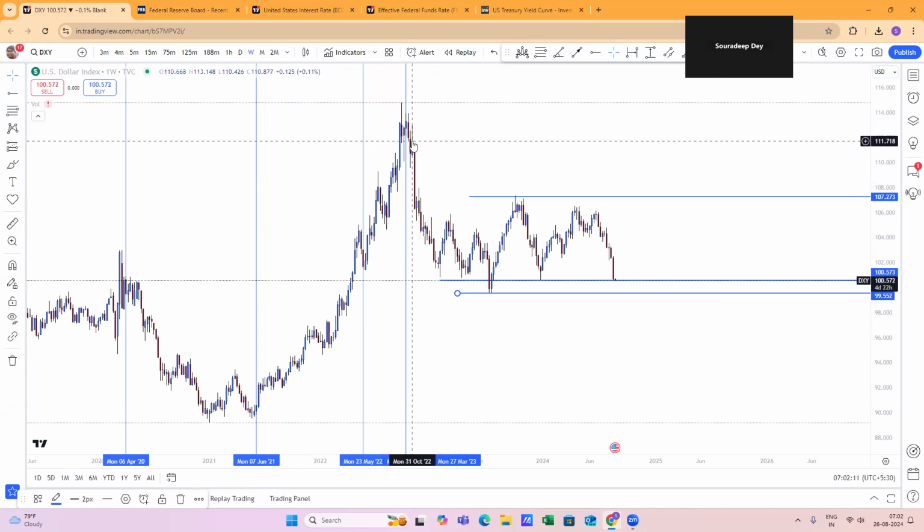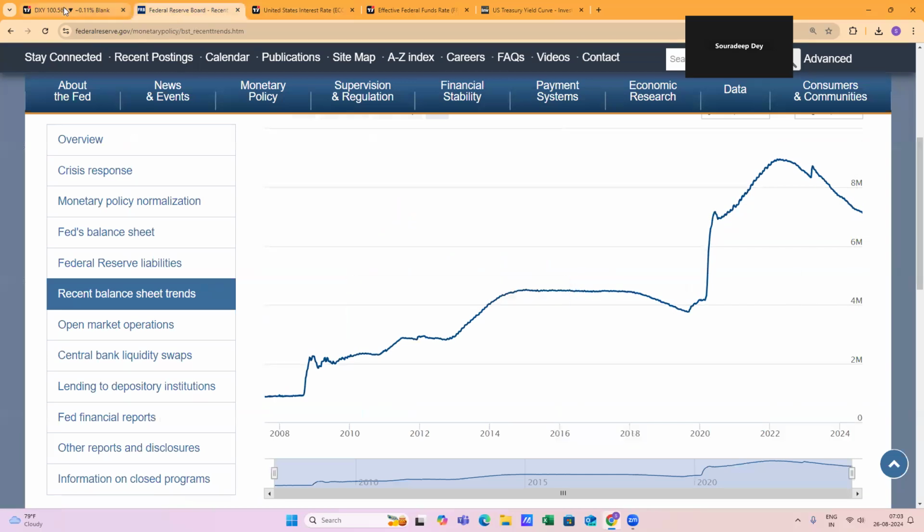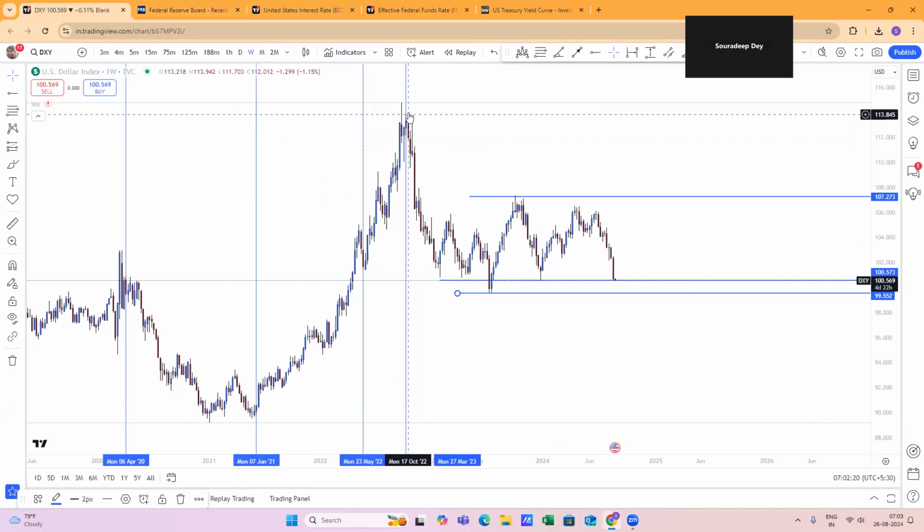And what we saw, though the Fed was decreasing its balance sheet slowly, it was not fast enough. People understood that such a high level, 114, 115 in the dollar index, was possibly not the right thing.